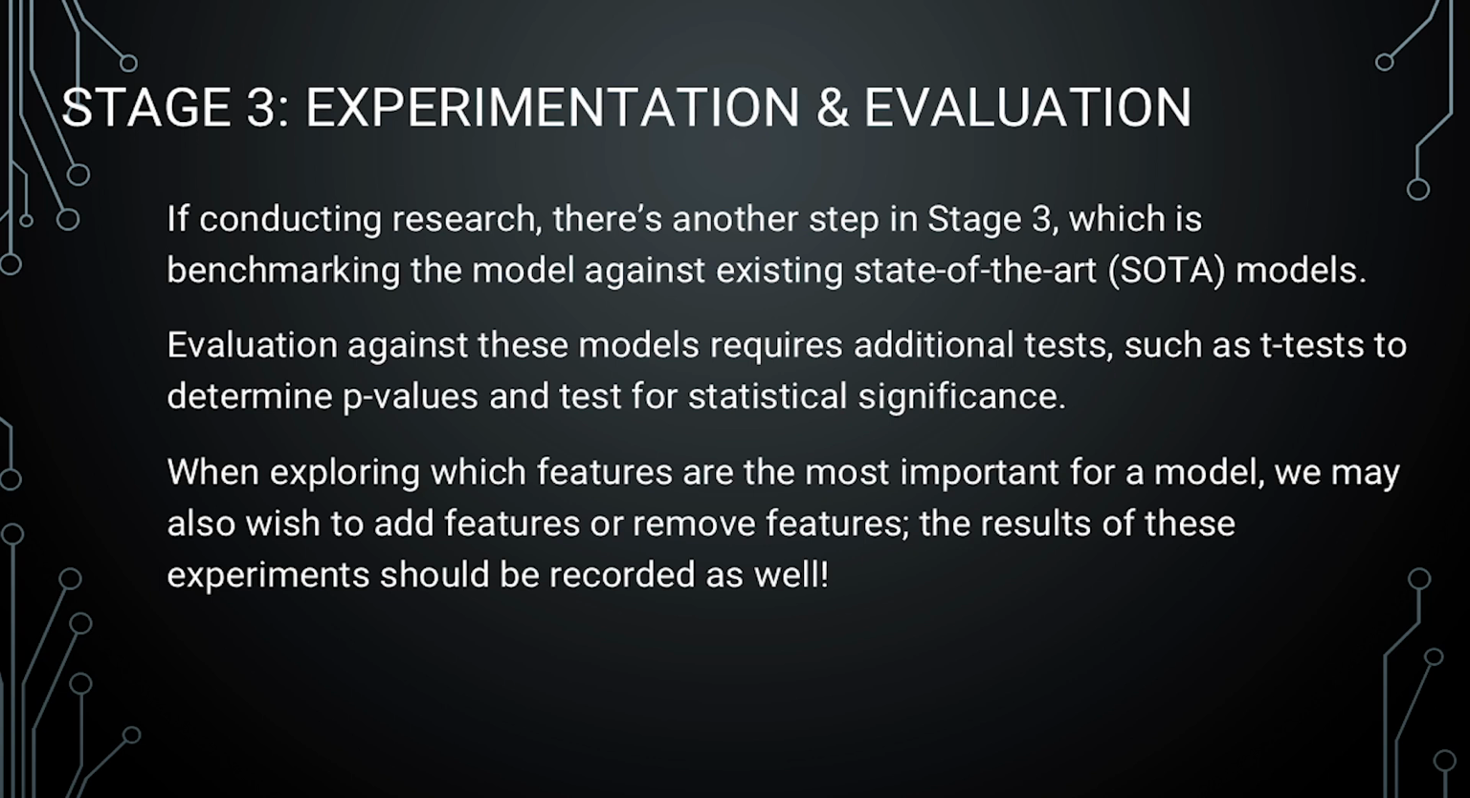Let's talk about some important distinctions between research and production considerations. For experimentation and evaluation, if you're conducting research, which is different than just implementing a machine learning model in production, there's another step in our stage 3, which is benchmarking the model against state-of-the-art models. Evaluation against those benchmarks is going to require some additional tests. For example, you might need to do some Student's t-tests to determine p-values for how well your model performed compared to existing state-of-the-art and test for statistical significance.